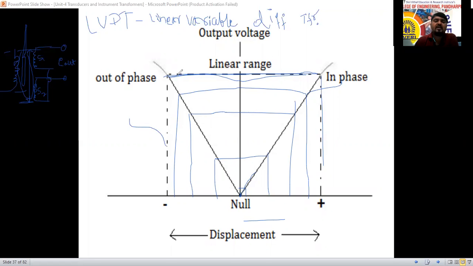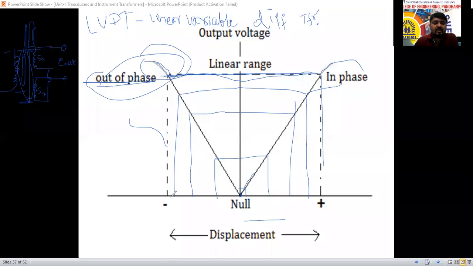Suppose after the linear range, I take the soft iron piece outside, half outside and half inside. In that condition, what will happen? It will go out of phase. The output is not linear anymore; a slight bend appears here, a little bend, yes or no? That is called out of phase. This is based on the operation of the LVDT.